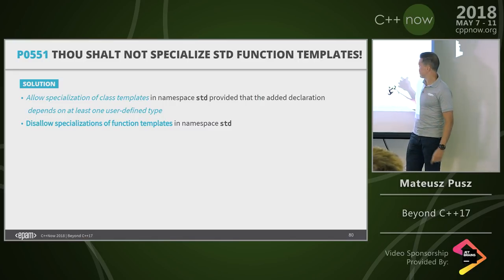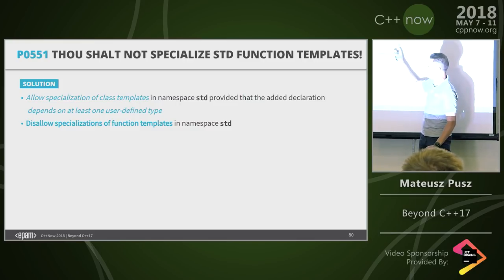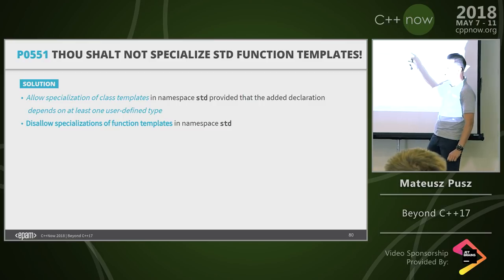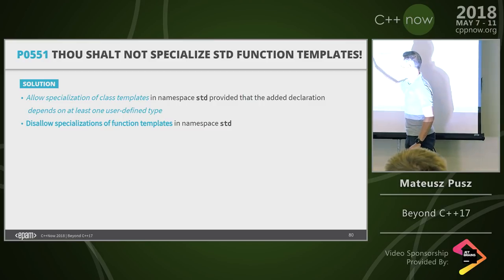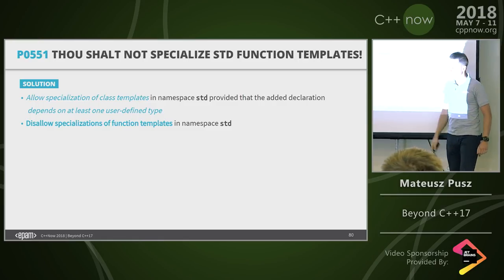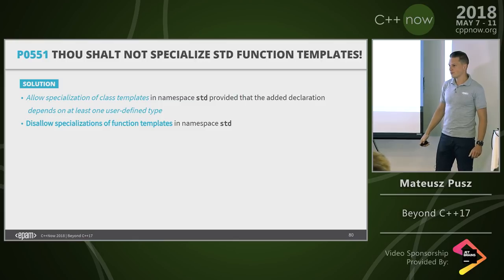Basically, right now, the standard will say that you are allowed to specialize class templates, but for user types only. So at least one of the arguments has to be a user type, because you shouldn't specialize for the standard types only. And you shouldn't specialize function templates for std, and probably also for any other library you use. I think it's also true for this library from Google, yes, that they released lately.